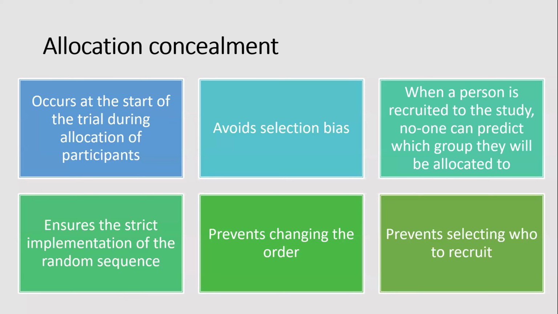It will try to ensure the strict implementation of the random sequence generation. By following this method, it will try to prevent changing the order and prevent selecting who to recruit. So this kind of bias we will try to avoid in allocation concealment.